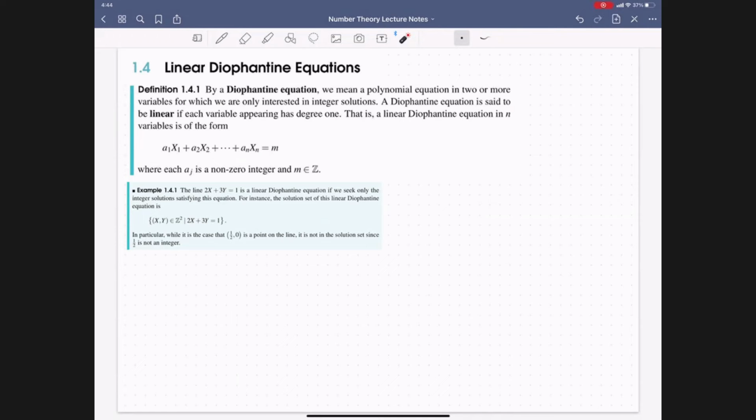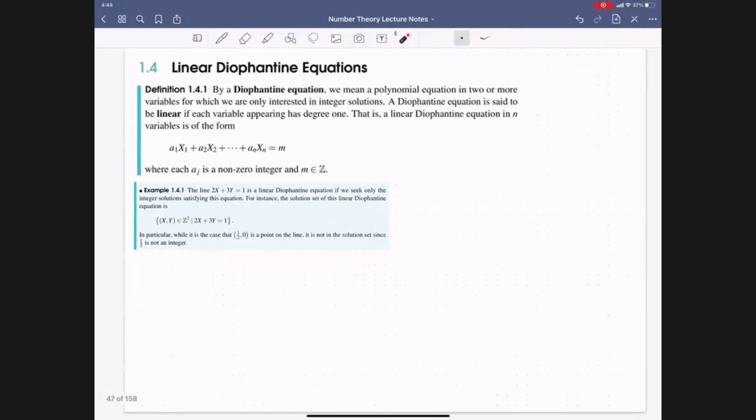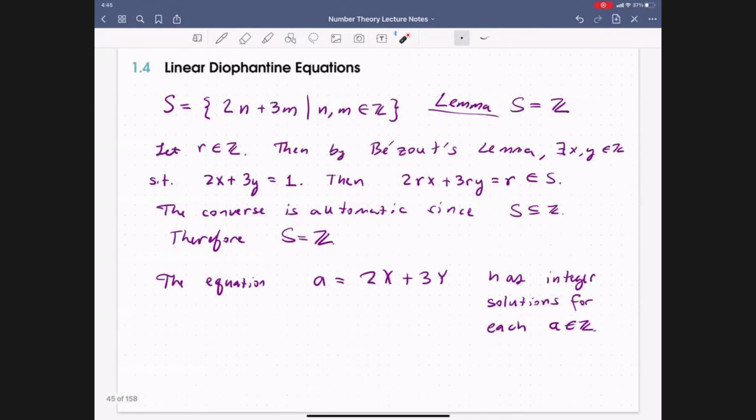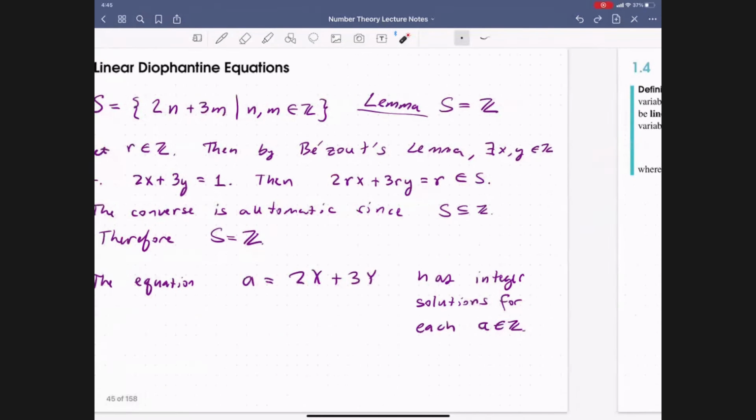So let's look at our example, 2x plus 3y equals 1. So here we have it. We're back with 2x plus 3y. Now we're setting it equal to 1. We know from our construction that we can find those x and y's using Bezout's lemma, and then we can multiply by any integer. So going back to the previous example, here we have that rx, comma ry is a solution, and we get back r.